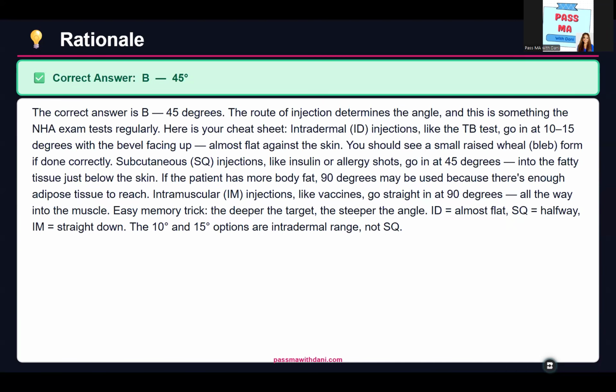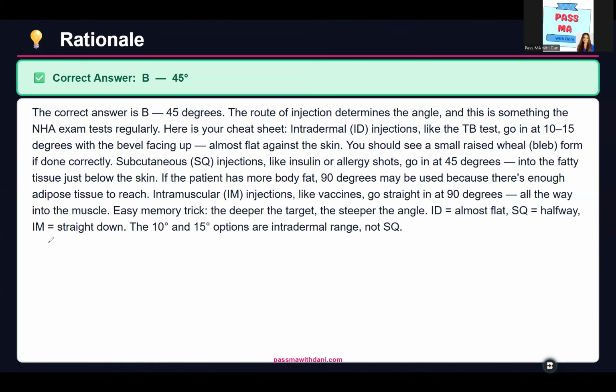When we're talking about subcutaneous or sub-Q, think of allergy shots, insulin. The angle of insertion for sub-Q is 45 degrees. Well, how do you know what a 45-degree angle is? I want you guys to imagine yourself drawing a triangle, okay? A side of a triangle is a 45-degree angle. So if you're unsure specifically of what a 45-degree angle is, just think of that side of a triangle, okay? That's going to give you your 45.